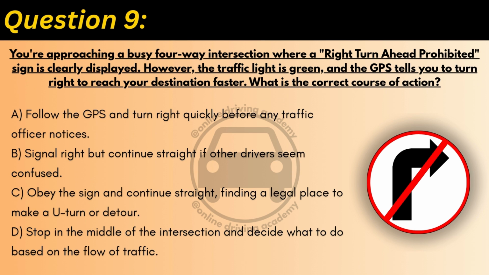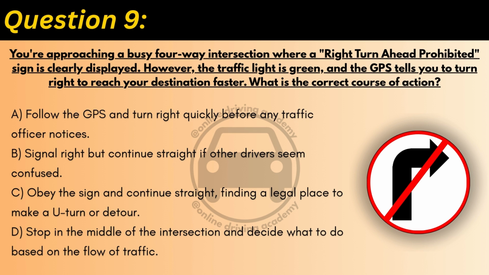You are approaching a busy four-way intersection where a right turn ahead prohibited sign is clearly displayed. However, the traffic light is green and the GPS tells you to turn right to reach your destination faster. What is the correct course of action? Is it option A, follow the GPS and turn right quickly before any traffic officer notices? Is it option B, signal right but continue straight if other drivers seem confused? Is it option C, obey the sign and continue straight, finding a legal place to make a U-turn or detour? Or is the correct answer here option D, stop in the middle of the intersection and decide what to do based on the flow of the traffic?